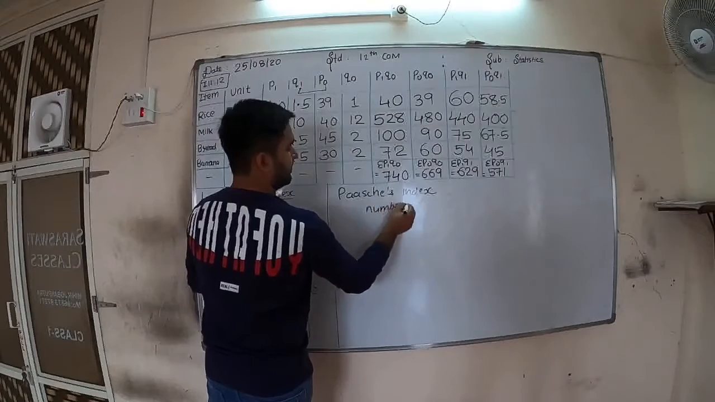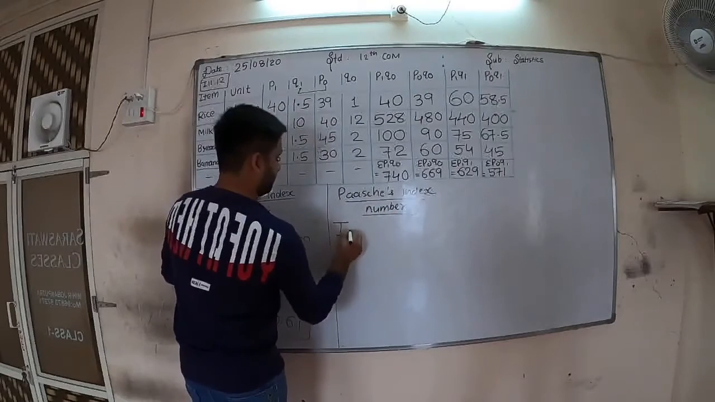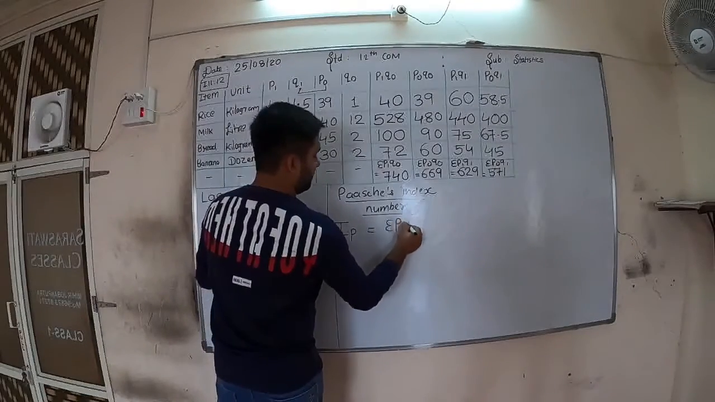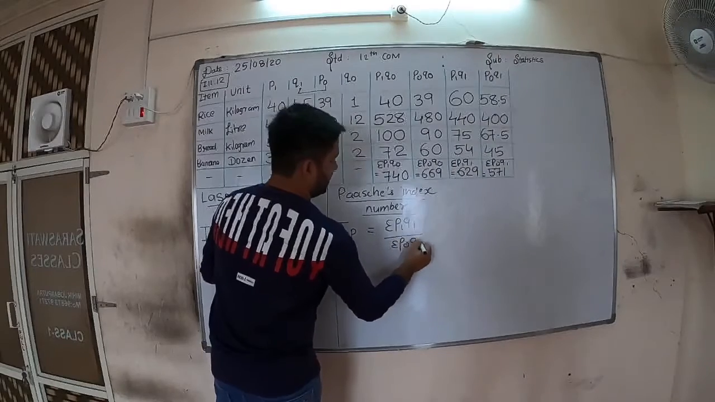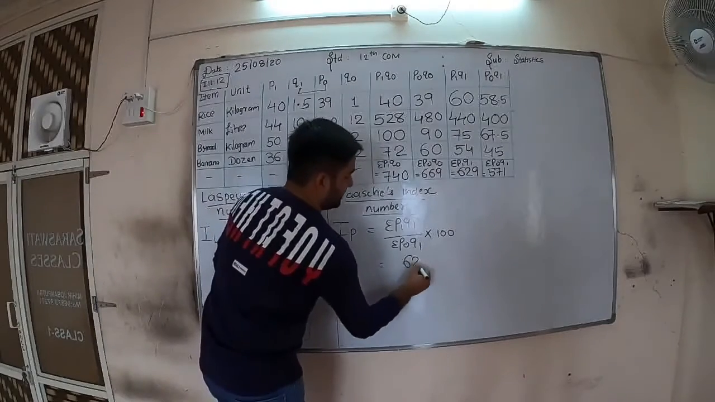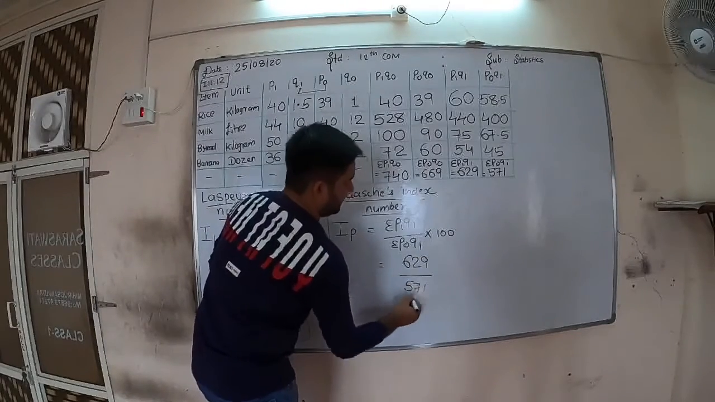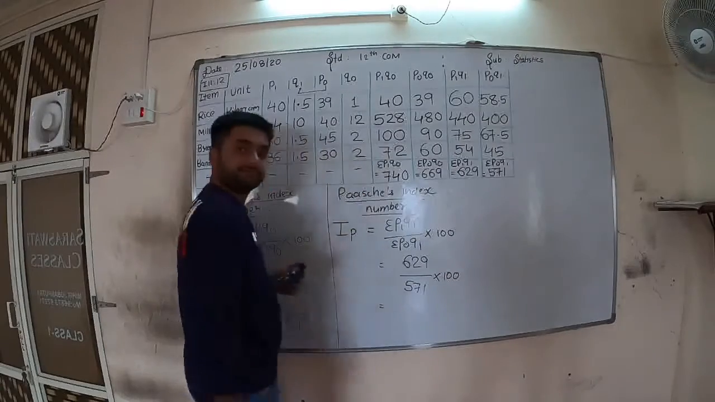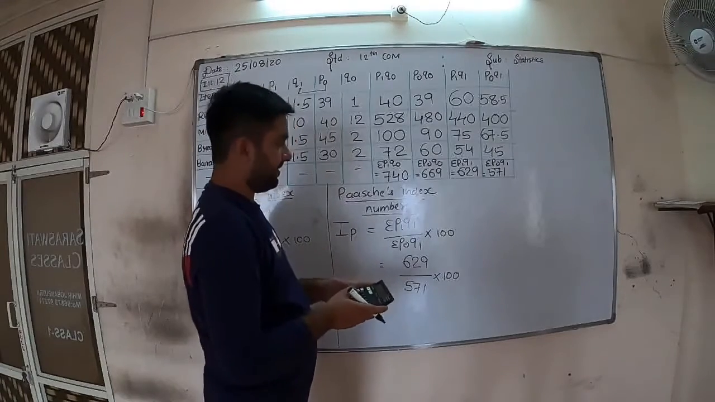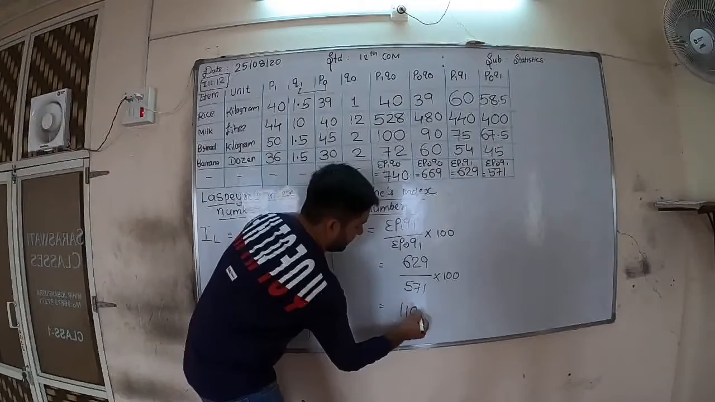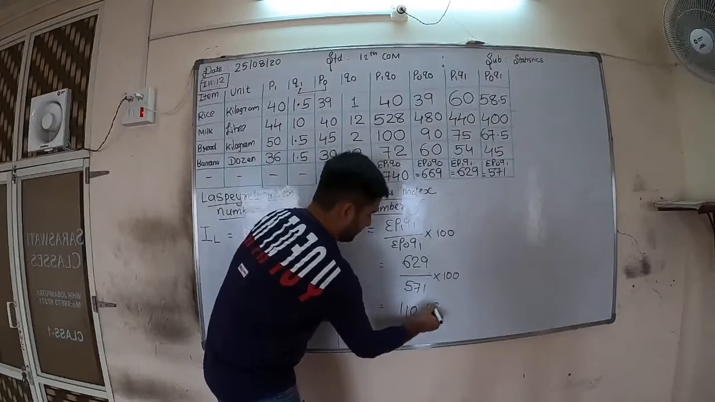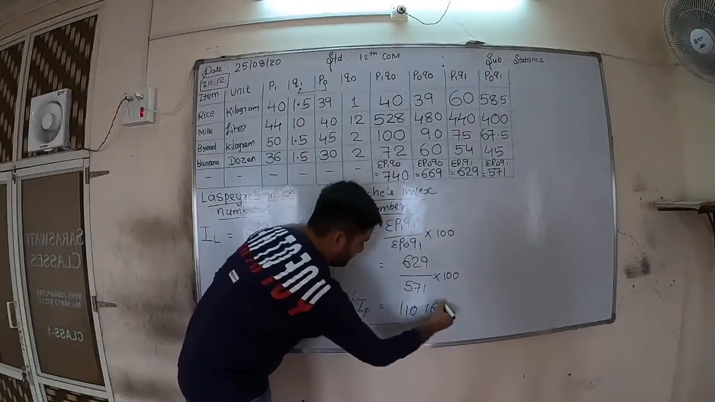Index number IP is equal to sigma P1 Q1 divided by sigma P0 Q1 multiply 100. 629 divided by 571 multiply 100. Okay, so 629 divided by 571 multiply 100. 110.157. So 110.16. This is Paasche.